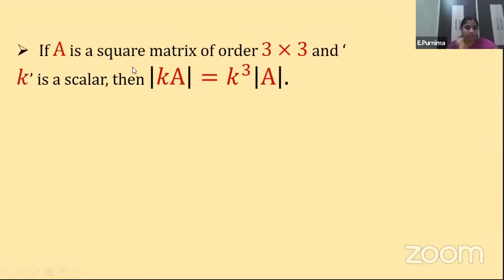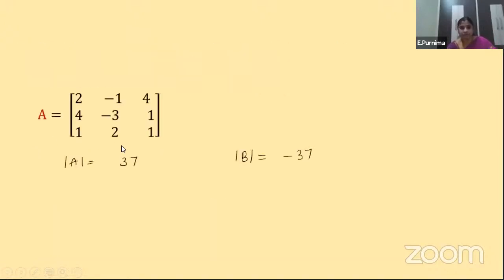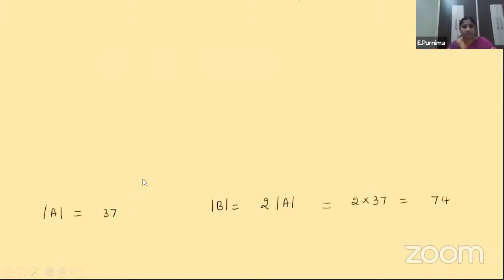So here, children, if A is a square matrix, here a 3 by 3 matrix, the determinant of kA is equal to k cubed times the determinant of A. So now, what was our matrix? 2, minus 1, 4; 4, minus 3, 1. Let me write that matrix here, children.